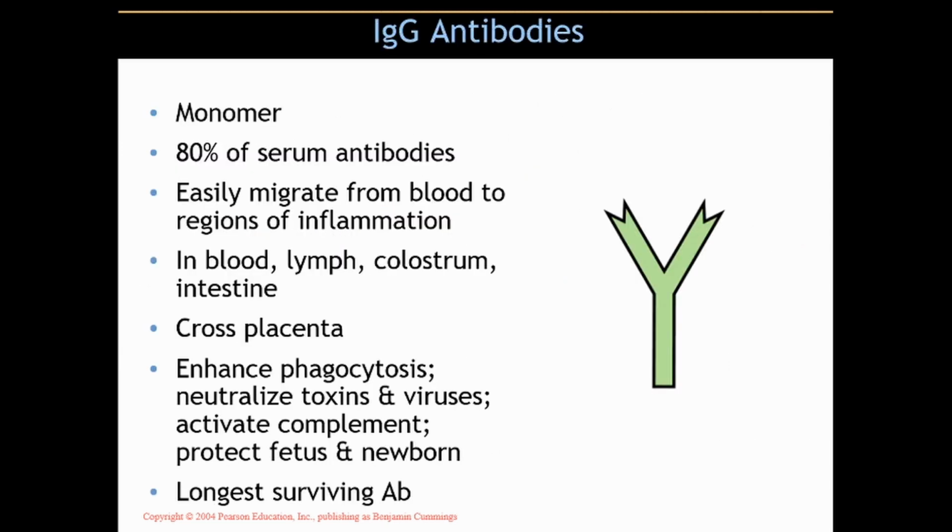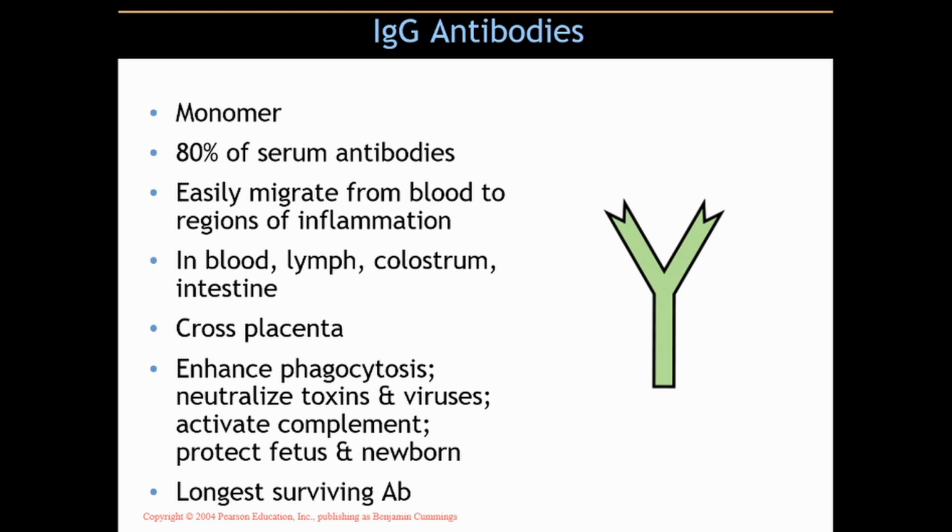So we're going to look at the 5 different classes of antibodies, and this is just basically a survey of them. There's not a whole lot of in-depth discussion about them, just where they are and their percentages and what their functions are. So IgG is a monomer, so it's made of just one unit, and it's 80% of serum antibodies. So most of the antibodies that are flying around in our serum are IgG. They easily migrate from blood to regions of inflammation, and so they're highly involved in the inflammatory response.